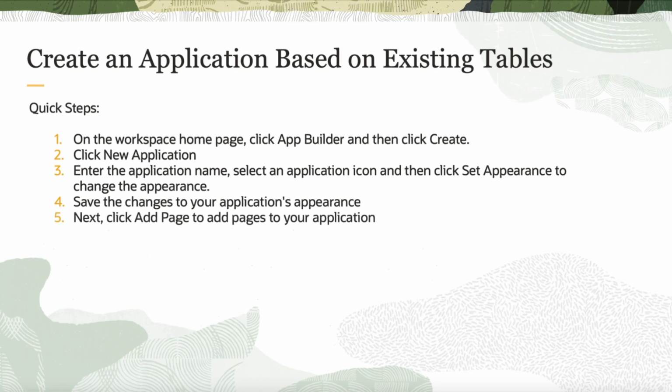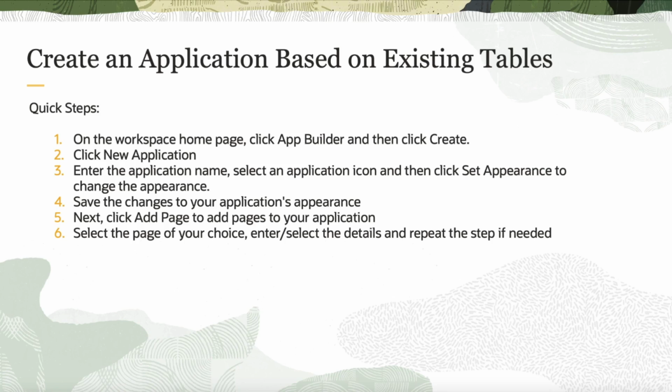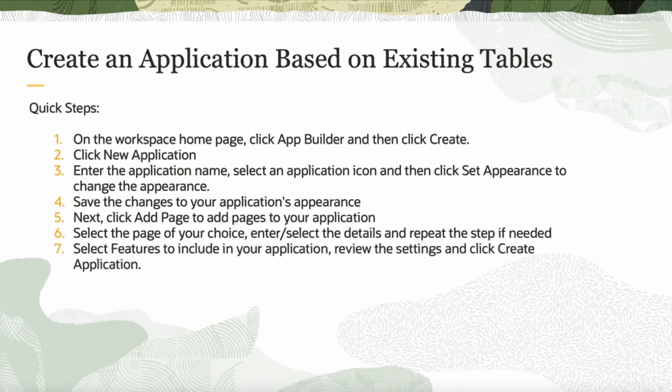In the next step, click Add Page to add pages to your application. Select the page of your choice, enter or select the details, and repeat this particular step if you want to add multiple pages to your application. Select features to include in your application, review the settings, and then click Create Application. Click Run Application, and then finally log in to review your application. Now let's watch a demo that shows these steps involved in creating an application based on existing tables.